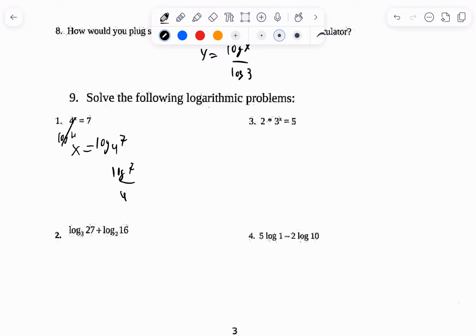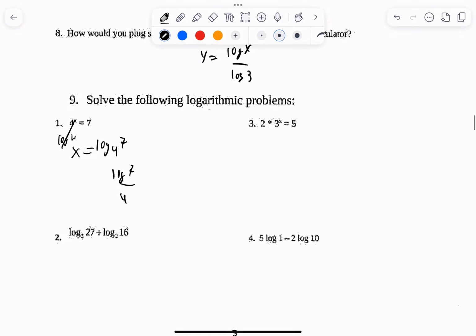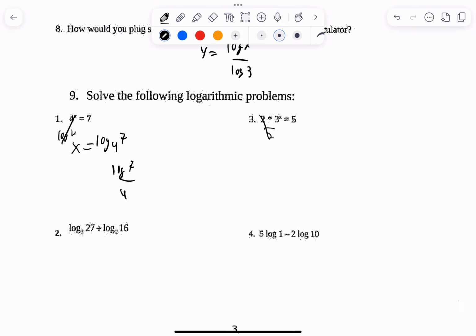And for here, first we want to get rid of the 2. So we're going to divide by 2 here. 5 divided by 2 is 2.5. So 3 to the power of x equals 2.5. And do it again, log base 3 to cancel that out. And then basically you'd get x equals log base 3 of 2.5. And then you do that again, top on the top, bottom on the bottom. So log 2.5 over log 3.